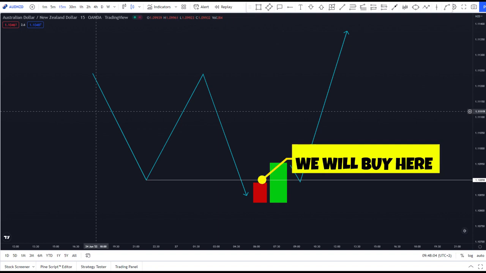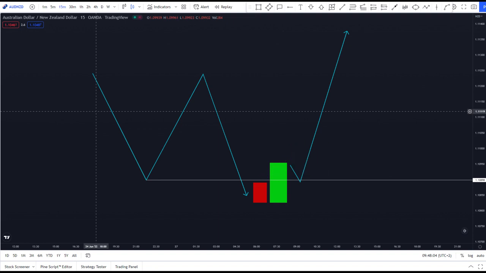For entry we will enter using a buy limit at the previous candle's body, after the bullish engulfing candle. But I will demonstrate it to you when we move to a real chart.